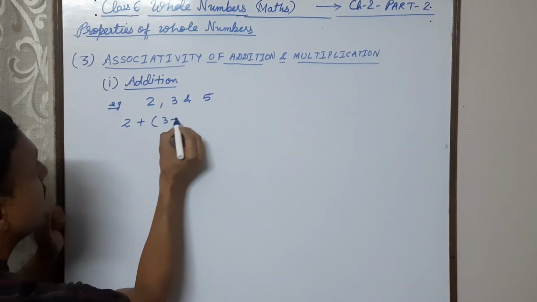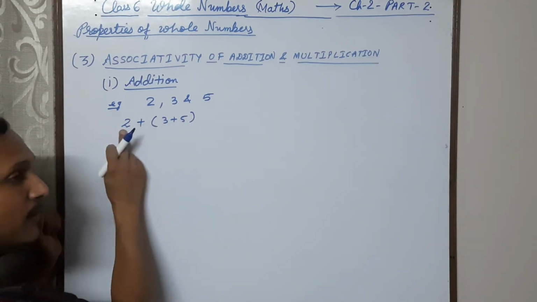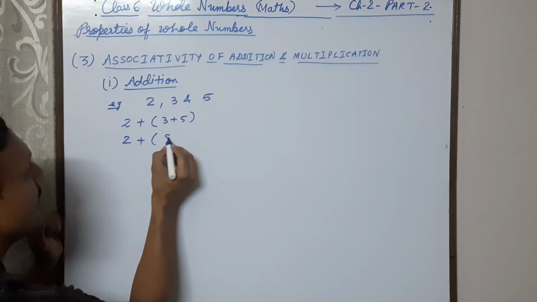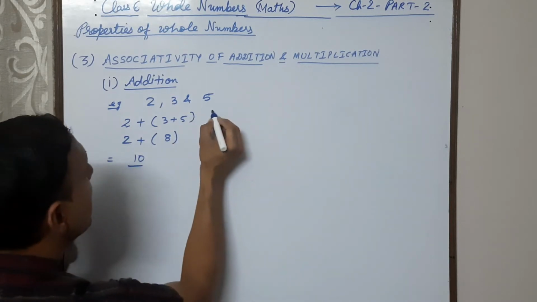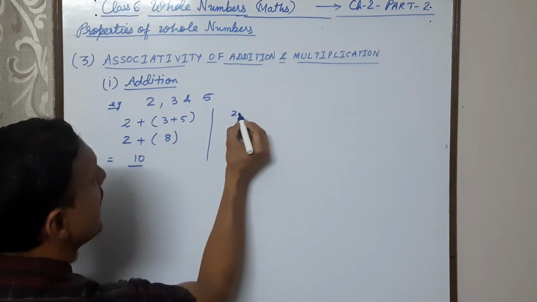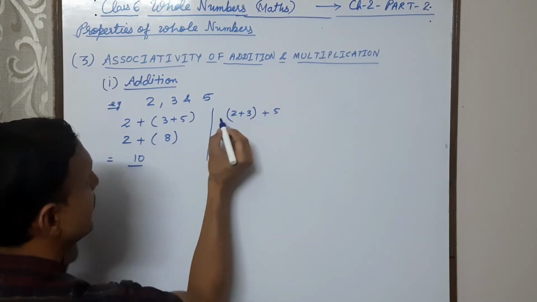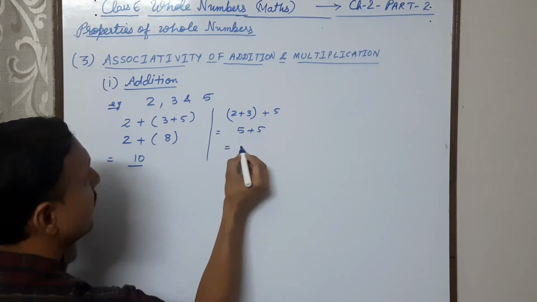We are adding these two whole numbers first, and 2 is at the beginning. Now let's add 3 plus 5, which is 8. Now 2 plus 8 is 10. Now if we add in this manner, first I take these two numbers, 2 and 3, and 5 at the last. So let's add 2 plus 3, that is 5. 5 plus 5 is 10.